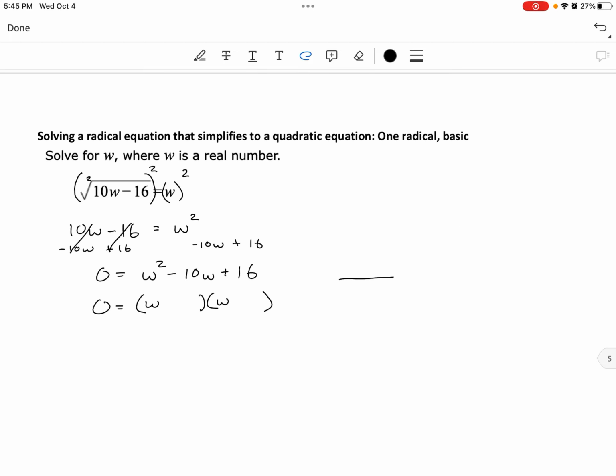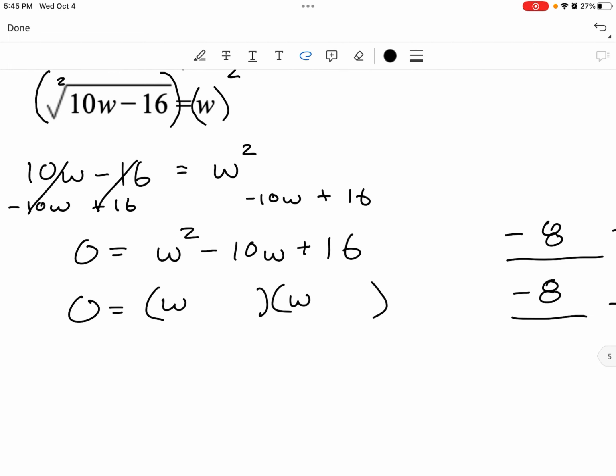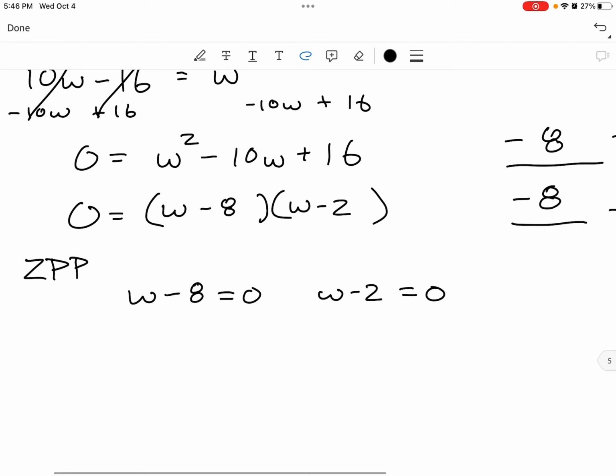And then again, if you're looking for what two numbers multiply to give you positive 16, but also add to give you negative 10. Again, take some time to think about it, but you will eventually find that it's 8 times 2, where you have a negative 8 and a negative 2. And so that would lead to us factoring negative 8 and negative 2. And now use the zero product property. W minus 8 is equal to 0. W minus 2 is equal to 0. And we'll get our two solutions.